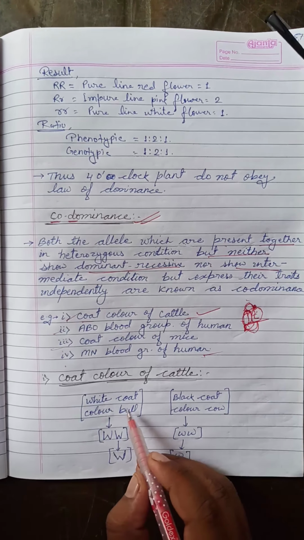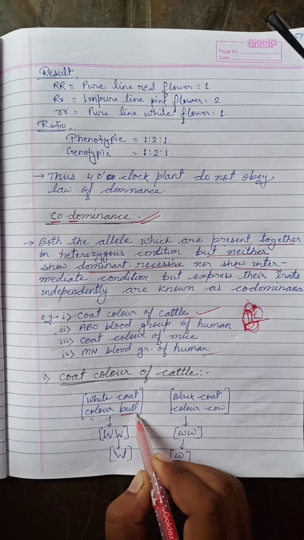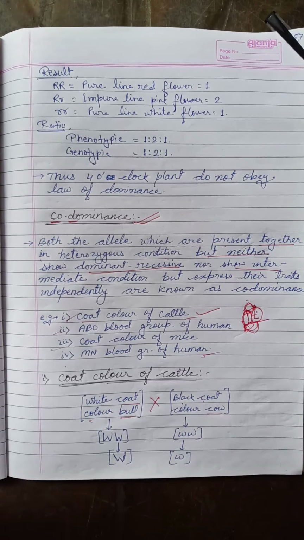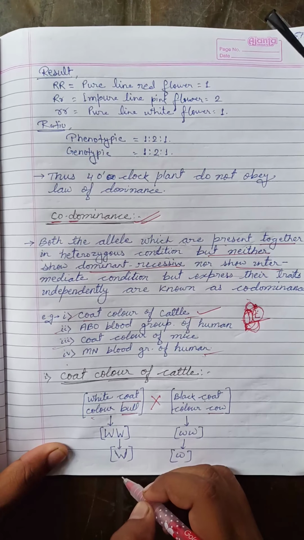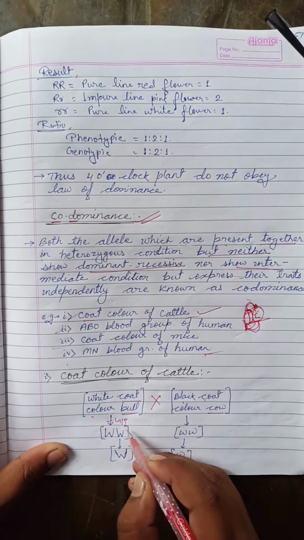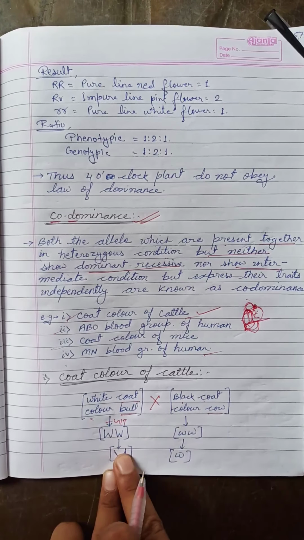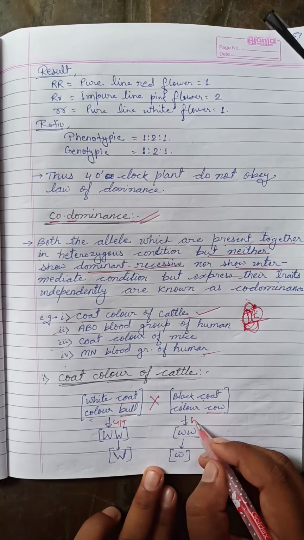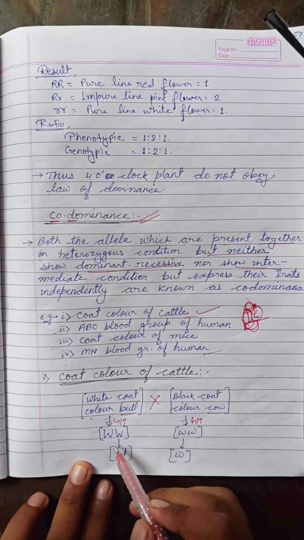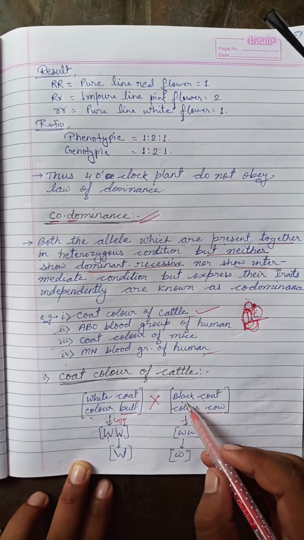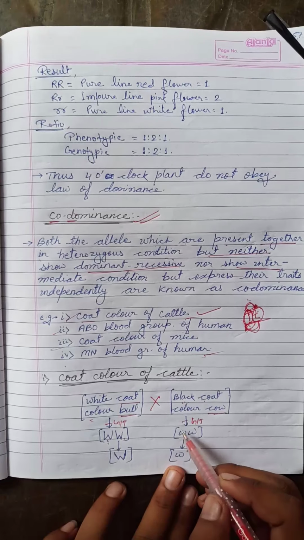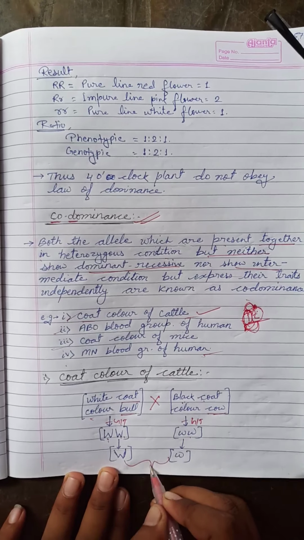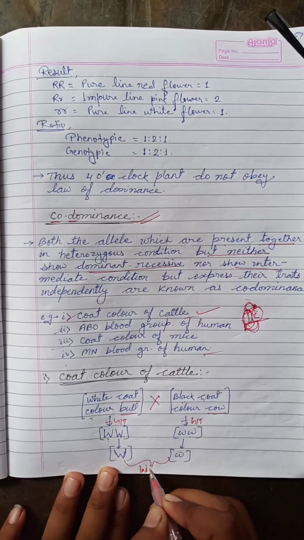We are taking here the white coat color of bull and it is crossed with the black coat color of cow. I think this is not the time to show their genotypic condition and their gametic formation, because you have already seen it many times, so we will understand this. This is the genotypic formation capital W capital W, and this is for the black coat color of cow, small w and small w, and this will be the reaction. That means capital W and small w.